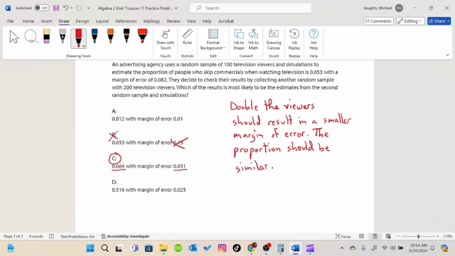If you have any questions about how the number of sample participants affects the proportion or the margin of error, please ask for clarification so that you are set up for success moving forward on future practice problems.